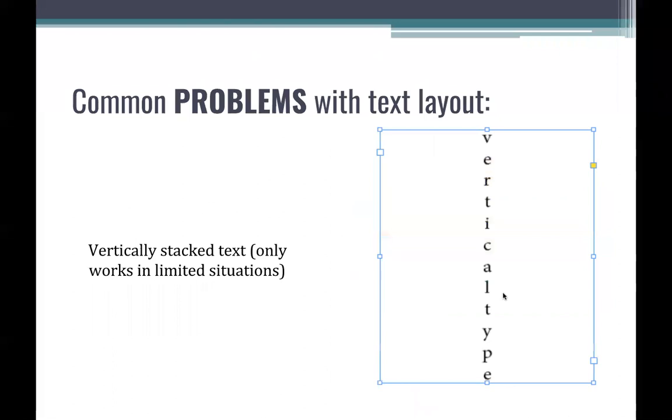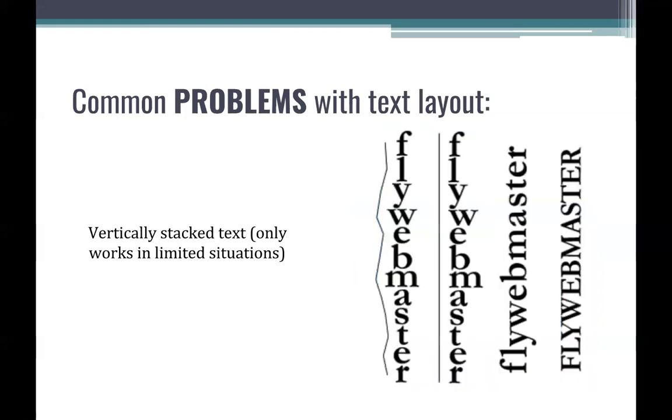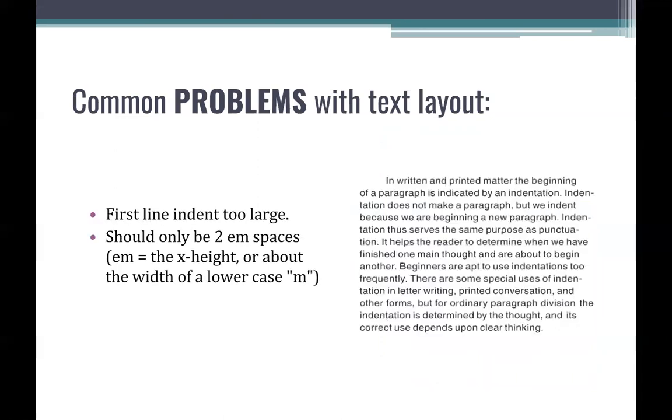Vertically stacked text really only works in limited situations, and there are not a lot of situations where that works. As you can see. If your first line indent is too large, it should be 2 M spaces, and an M is the X height or about the width of the lowercase m.